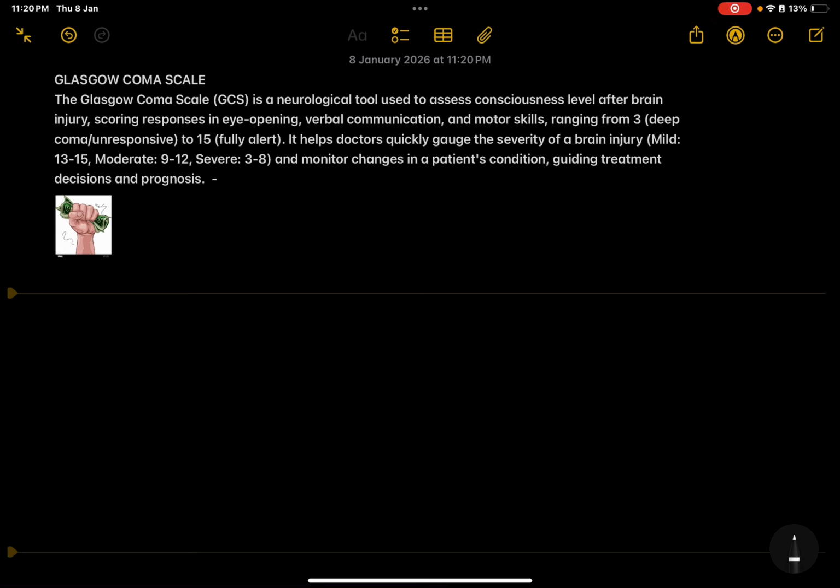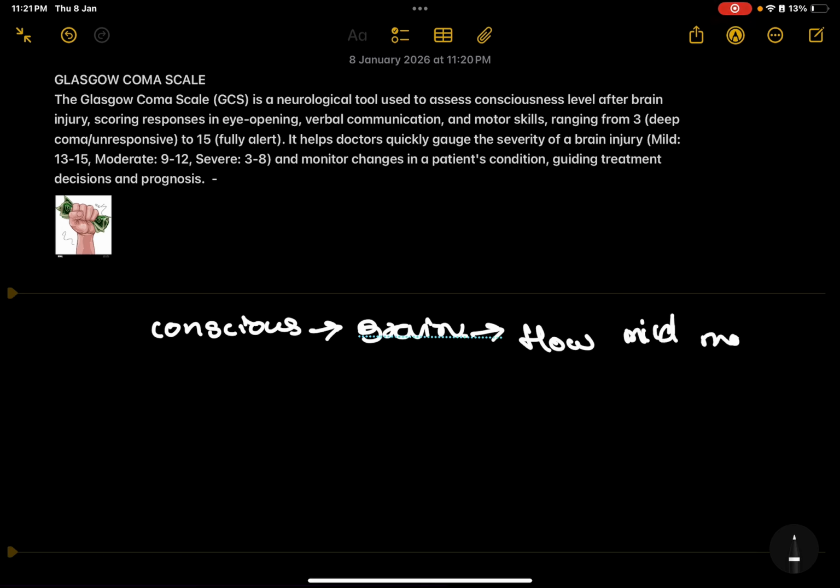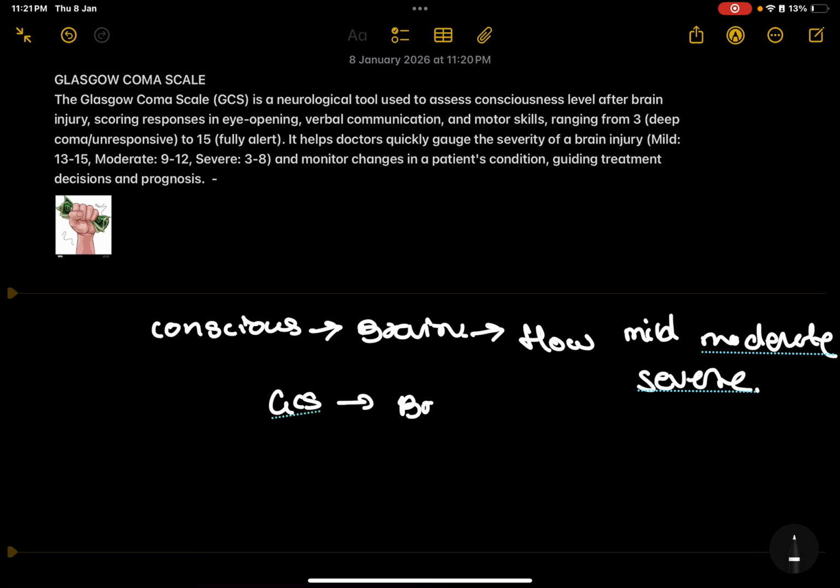So as we all know, Glasgow Coma Scale is a neurological tool that assesses the consciousness level of our brain, so that if any brain injury occurs or if anything goes wrong with our brain, we will get to know how much injury has occurred in the brain. Basically, whether the injury is mild or moderate or severe, the assessment tool for that is our GCS scale. So we use that GCS scale to assess the brain injury. That is the main purpose of the GCS scale.